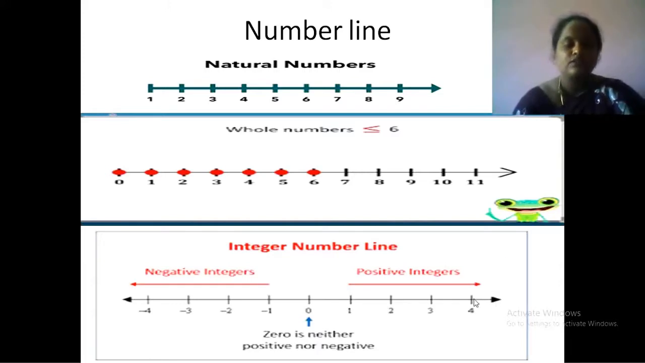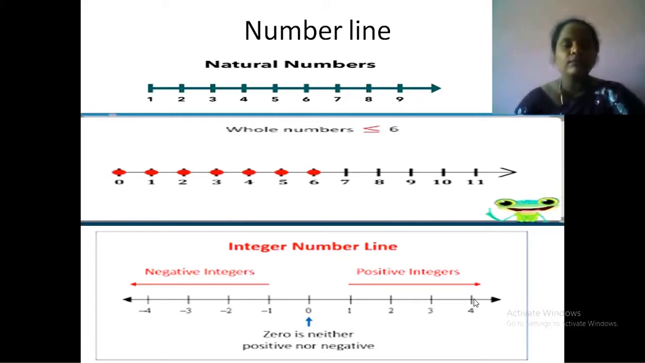So in this case we don't have a smallest integer, we don't have a highest integer, but we can say negative and positive integers are there. So what about 0? 0 is neither positive nor negative. 0 anedi positive kaadu, negative kaadu.